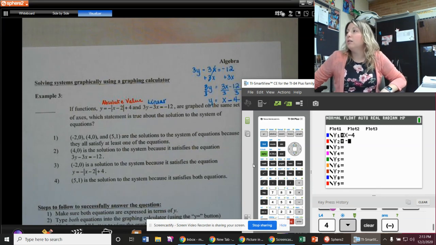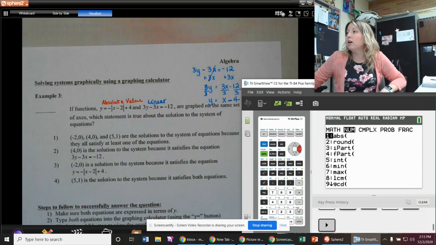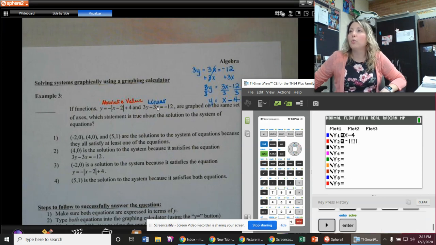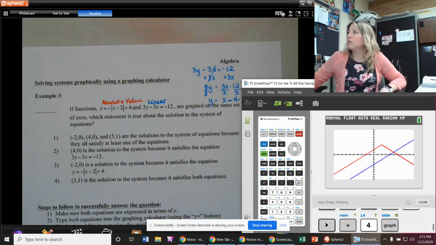And then math, arrow right to number, ABS. So inside it's x minus 2. So x minus 2 on the inside, then arrow out for plus 4. And let's press graph to see things.